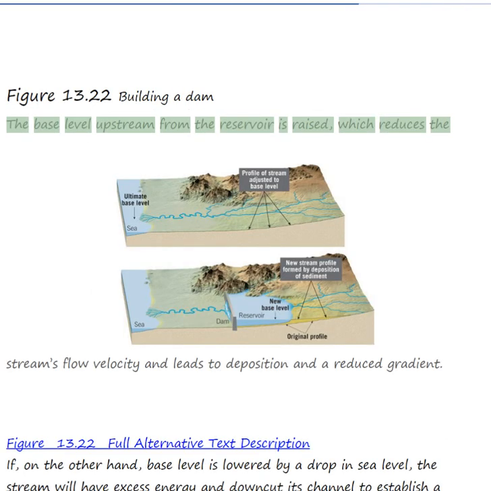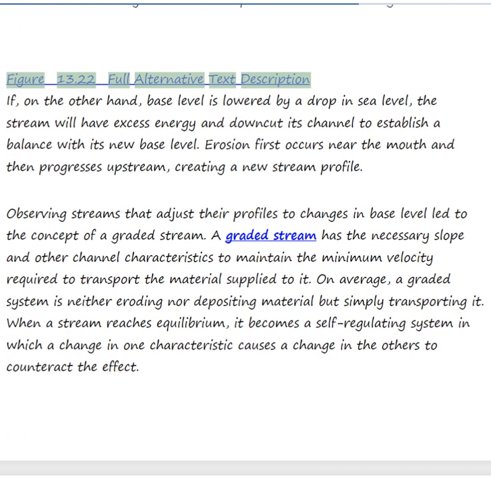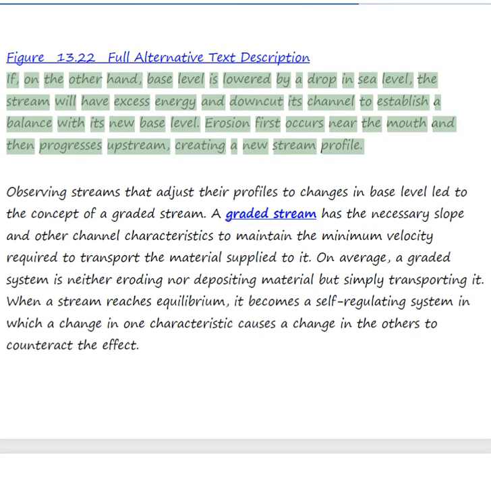The base level upstream from the reservoir is raised, which reduces the stream's flow velocity and leads to deposition and a reduced gradient. Figure 13.22 Full alternative text description. If, on the other hand, base level is lowered by a drop in sea level, the stream will have excess energy and downcut its channel to establish a balance with its new base level. Erosion first occurs near the mouth and then progresses upstream, creating a new stream profile.